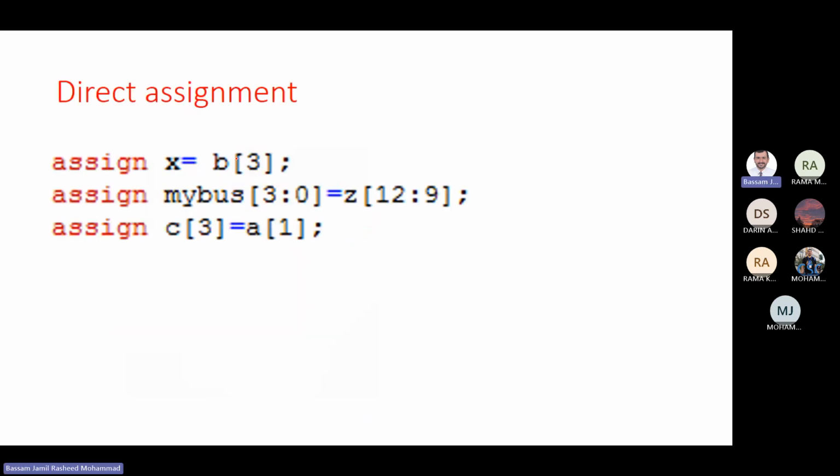For example, I can take the third bit from bus B and assign it to a variable. I can take 4 bits from bus Z and assign them to the least significant 4 bits of my bus. I can take a bit of a bus and send it to another bit of another bus. All are legal notations, okay?